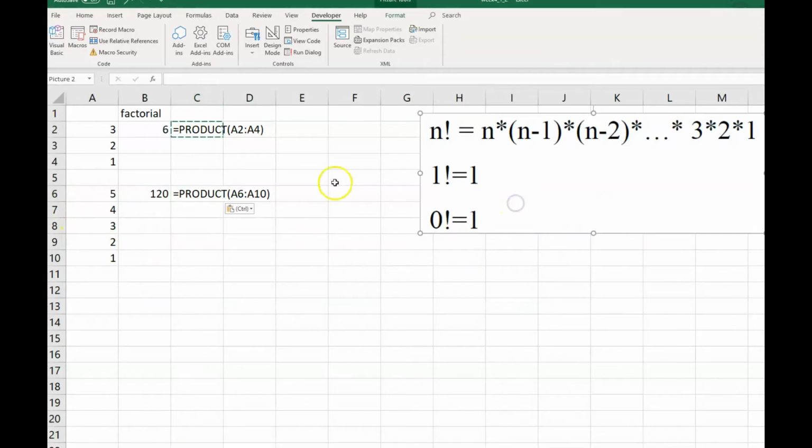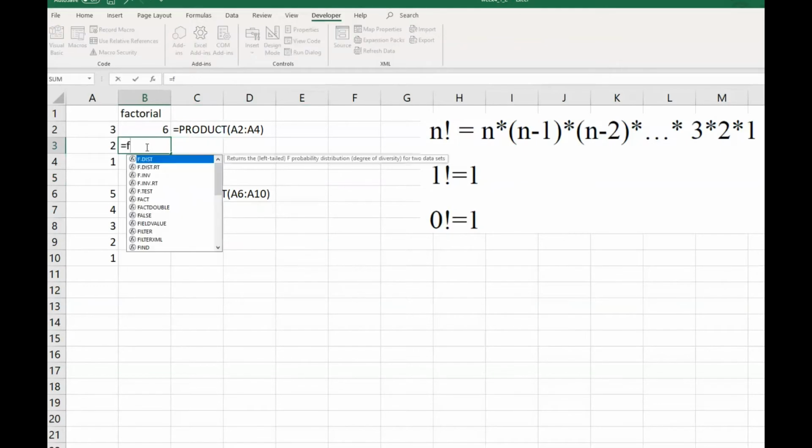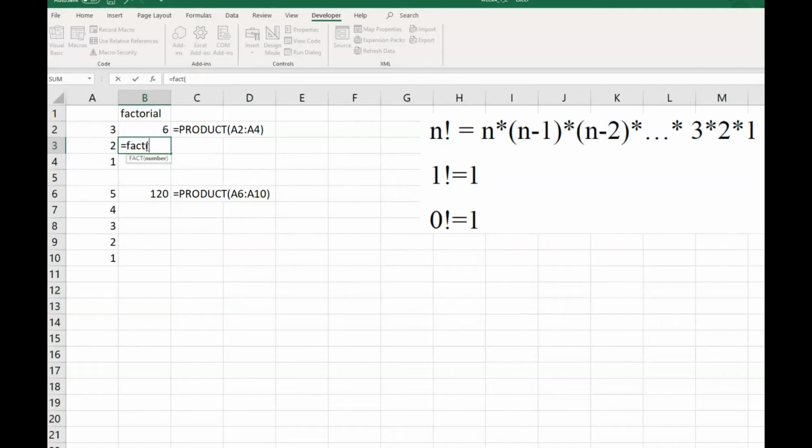Okay. So actually we have a better Excel function. It's called equals FACT. We only enter 1 number. Suppose we're interested in 3. Now we got our result. Okay. This means we don't have to generate 3 numbers. Okay. And it is also true.